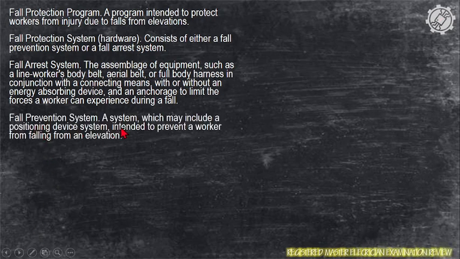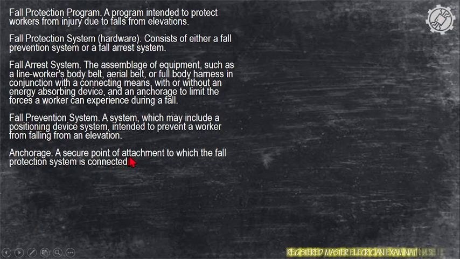Then fall prevention system, a system which may include a positioning device system intended to prevent worker from falling from an elevation. So an example of this one is what we call as the boom truck, no? Boom truck o yung ating mga ladder. So that is a fall prevention system.